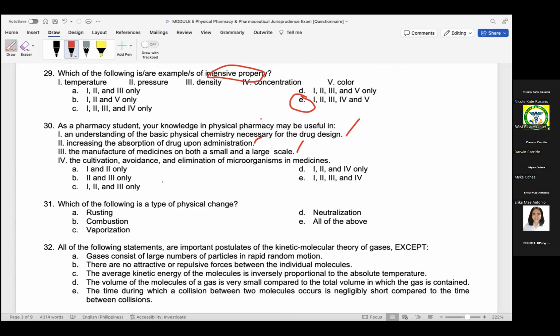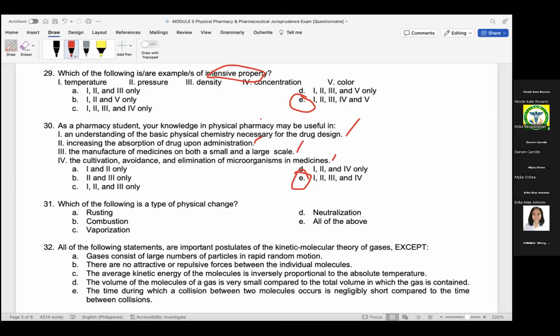The cultivation, avoidance, and elimination of microorganisms in medicines, that is also true because dapat microbiologically stable din yung mga gamot. So, nasa physical, chemical properties din yan. Or sa stability, di ba? So, the correct answer is letter E, 1, 2, 3, and 4.